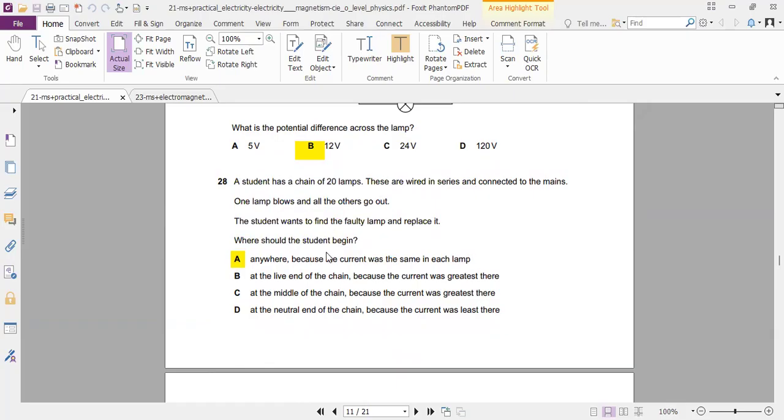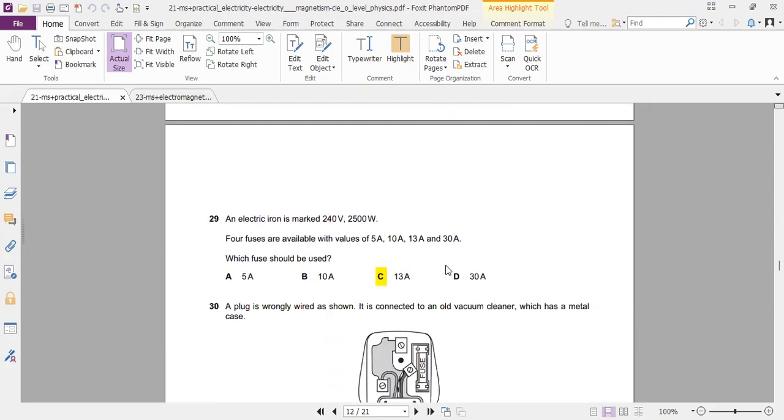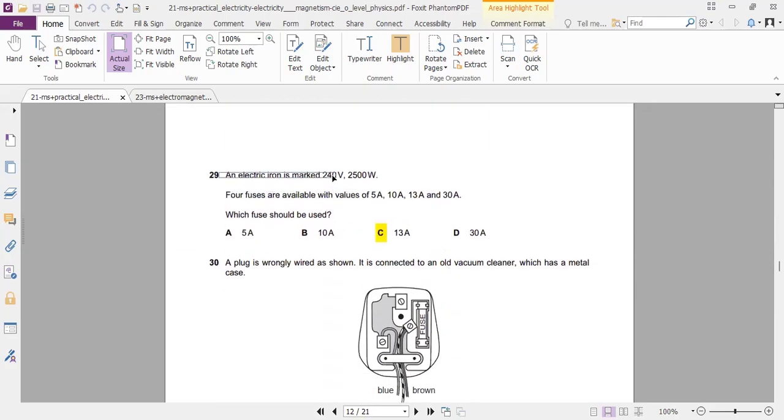So the student wants to find the faulty lamp. Where should he begin? He should begin anywhere because the current is the same. So here you have to calculate the current by dividing 2500 by 240. P is equal to VI, and that should give you a current, and then the nearest rating fuse will be used, 13 amps.